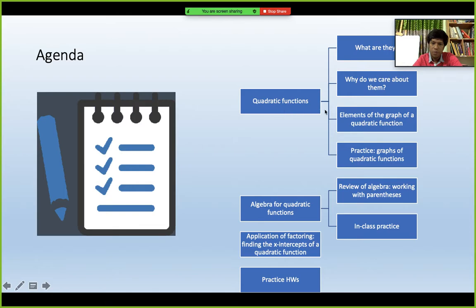This is the agenda. Quadratic functions, what are they? Why do we care about them? Elements of a graph of a quadratic function, then practice graphing quadratic functions, then algebra for quadratic functions. We have a review of algebra working with parentheses. So these are some review work, application of factoring, finding the x intercepts of a quadratic function, and then some practice homework.